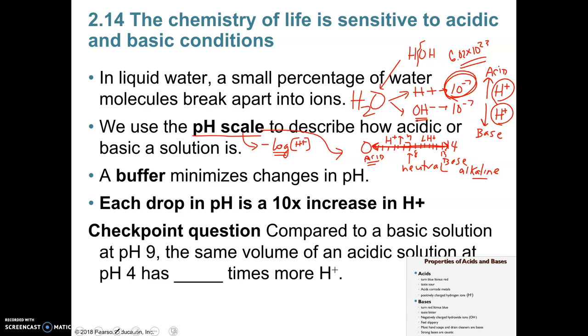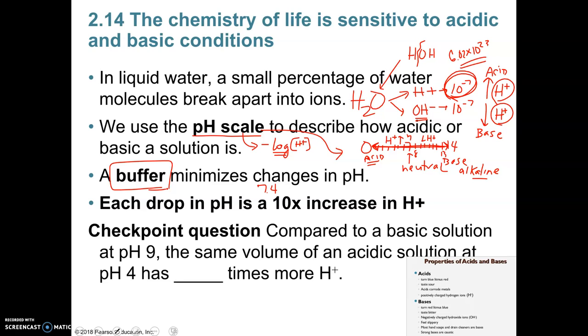Now, a buffer. All you really need to know about buffers is a definition. A buffer is something that helps to minimize the change in pH. For example, your blood pH is around 7.4. But if you have a lot of carbon dioxide, like when you're exercising and making a lot of CO2, that can turn your blood a little bit acidic. But in your blood, you have things called buffers, and they're exactly like what a buffer zone is. A buffer is sort of like a protector, a cushion.